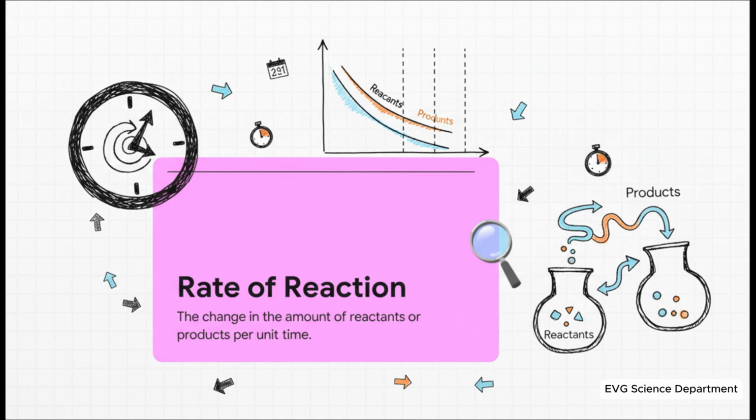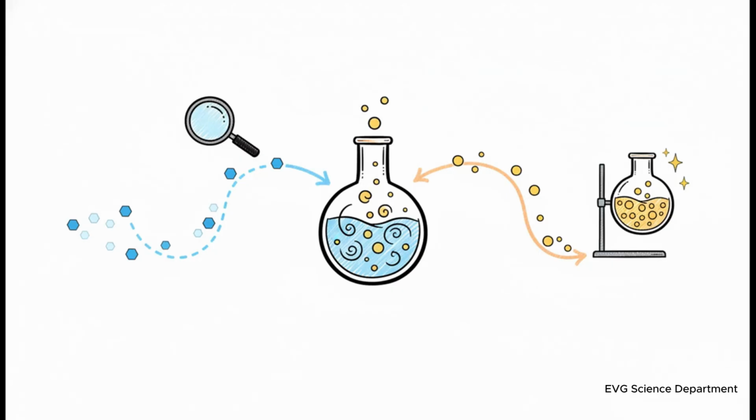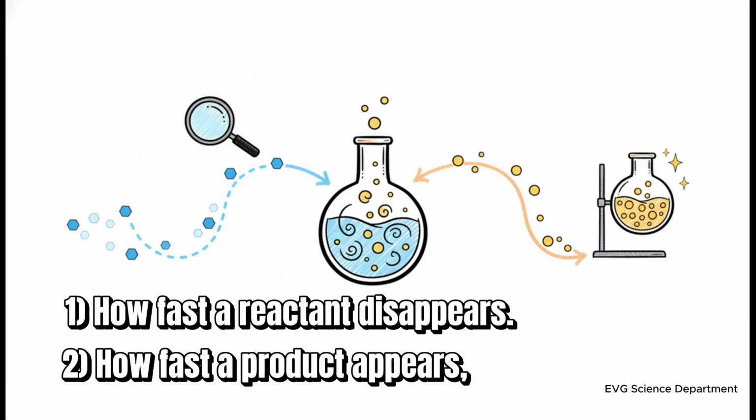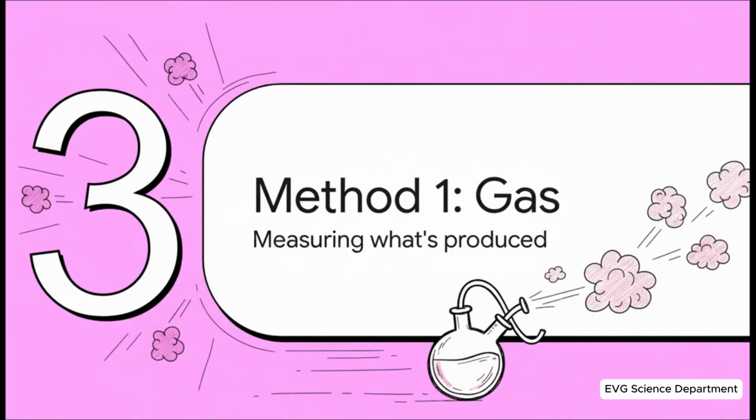We can either watch how fast our starting ingredients, we call those reactants, disappear, or we can watch how fast the new things we're making, the products, appear. And that's the cool part. It gives us two different ways to tackle this. We can play detective and track the stuff that's vanishing, the reactants, or we can track the new stuff that's showing up, the products.